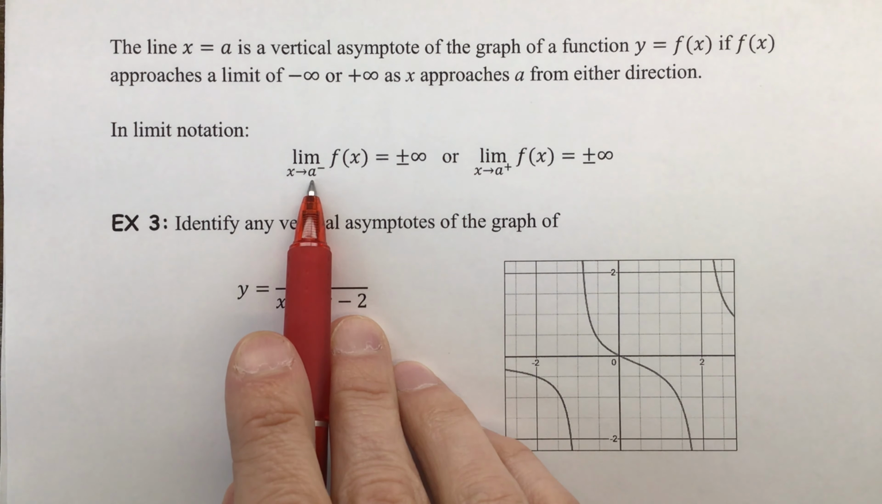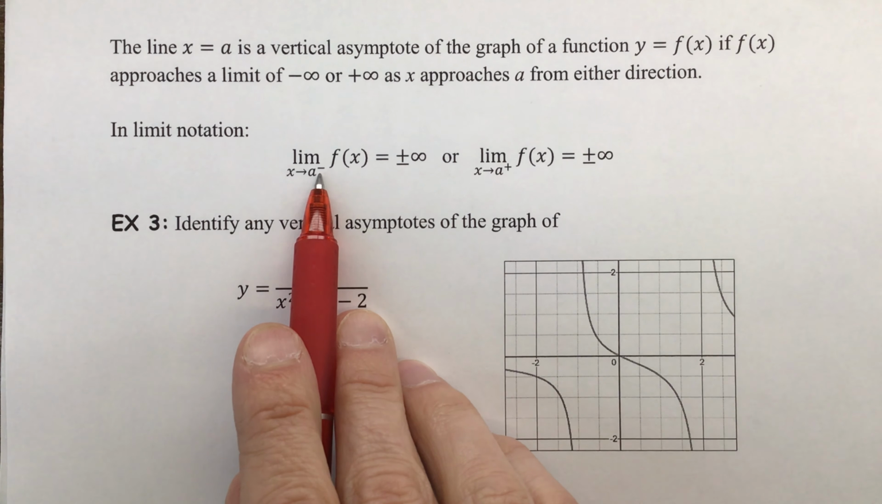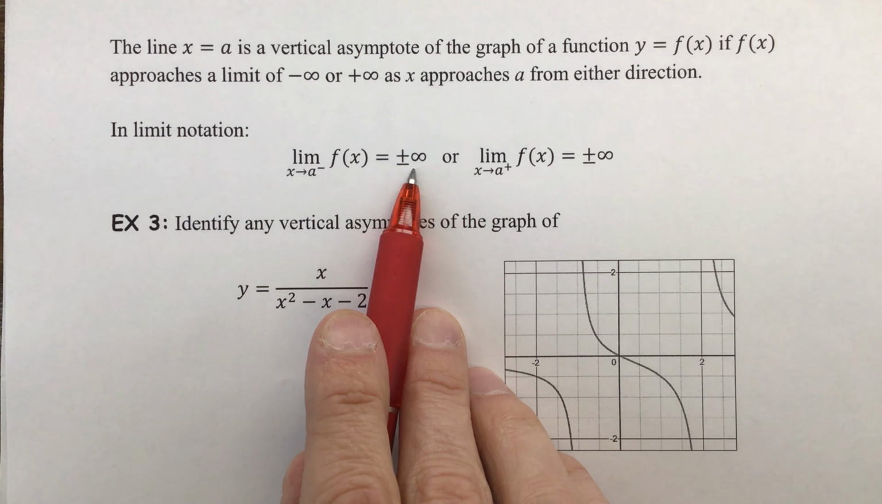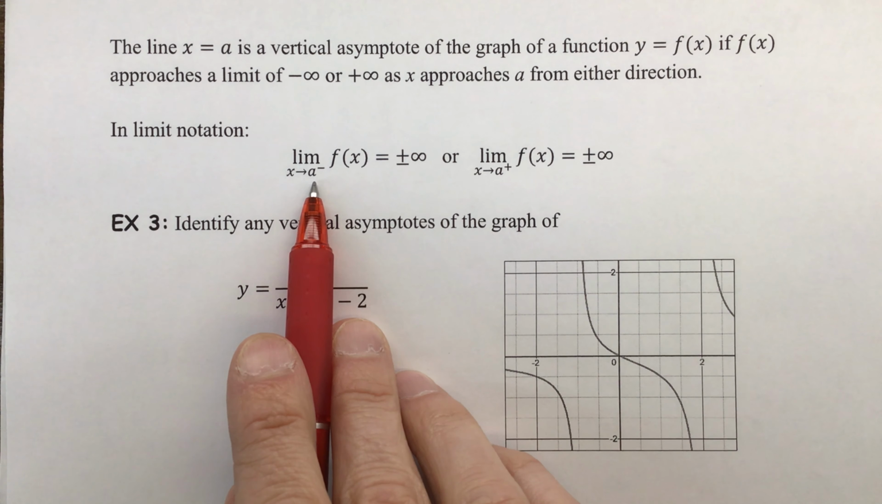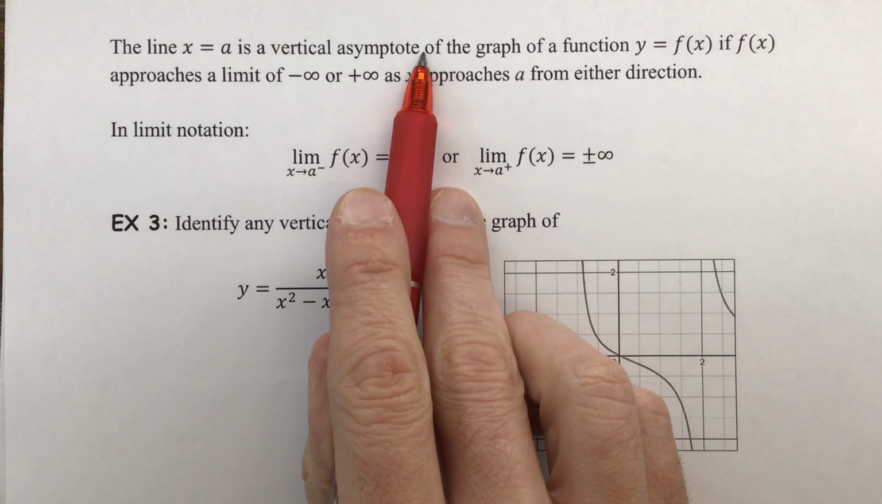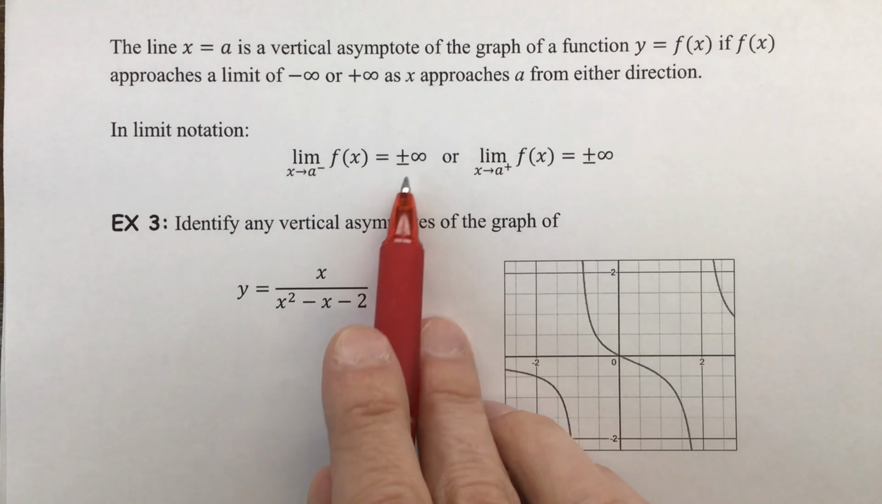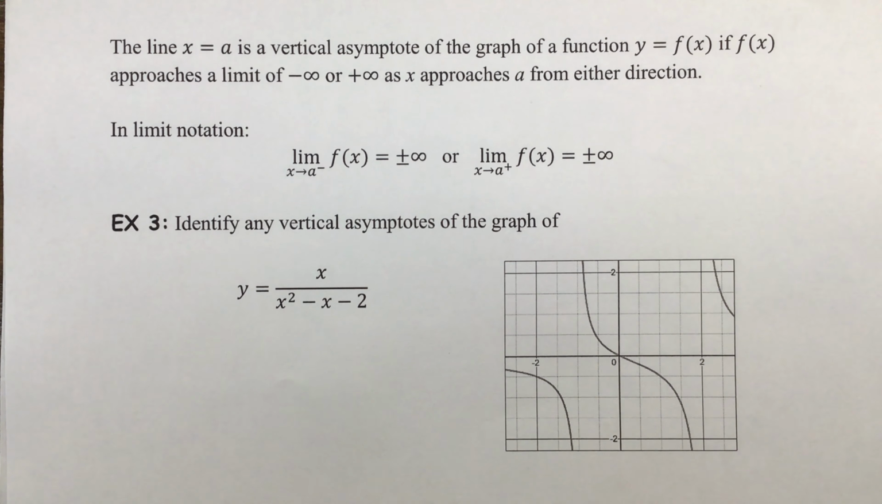This indicates that we're approaching the x value, and we're calling it a here, from the left, from the negative side. So we're coming in from the left. Okay, now if that limit goes to infinity or negative infinity, which means that at that spot, the graph either takes off up forever or takes off down forever, you get positive or negative infinity. And that'll create that vertical asymptote.